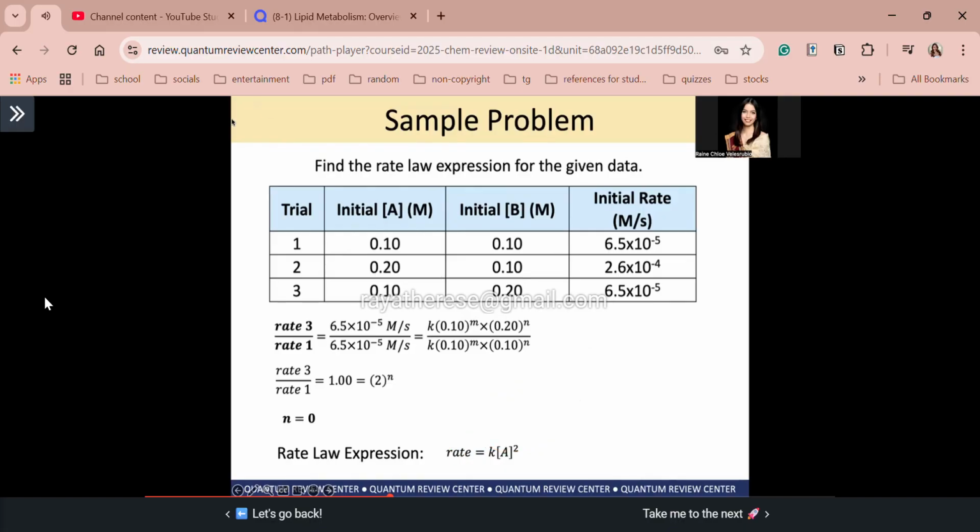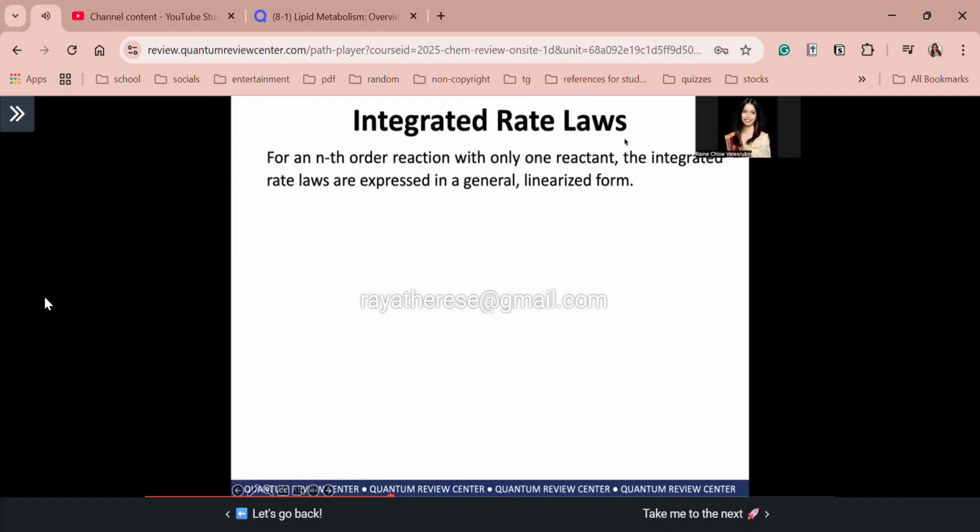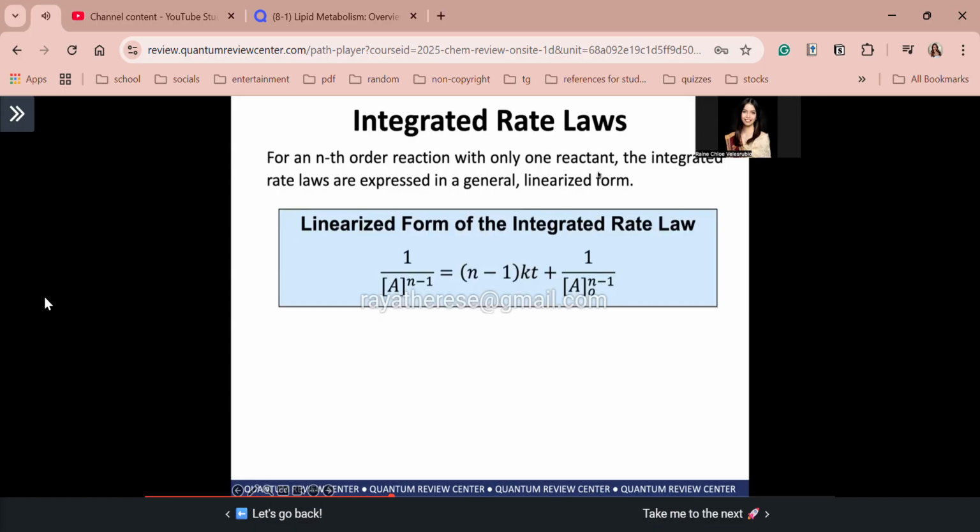Diba? Very easy. Ayan. Now, another way to determine the rate law is through the integrated rate laws. Okay? Where for an nth order reaction with only one reactant, the integrated rate laws are expressed in a general linearized form through this linearized form. So in general, guys, ito yung mukha ng integrated rate law. Okay? Take note, guys, that this is not applicable, again, not applicable for first order reactions. Okay? So 1 over [A] to the power of n minus 1 is equal to (n minus 1)kt plus 1 over [A]0 to the power of n minus 1.